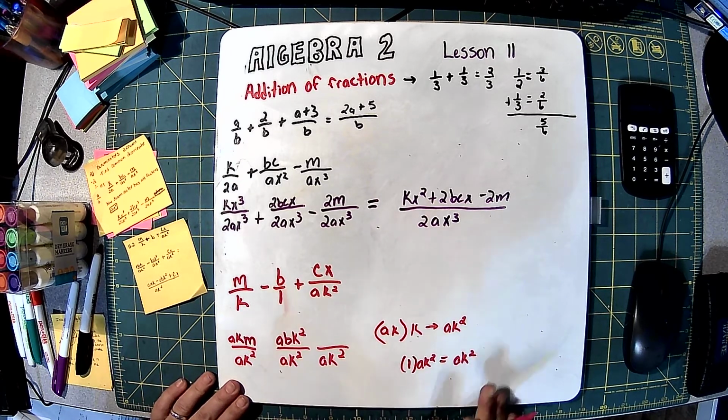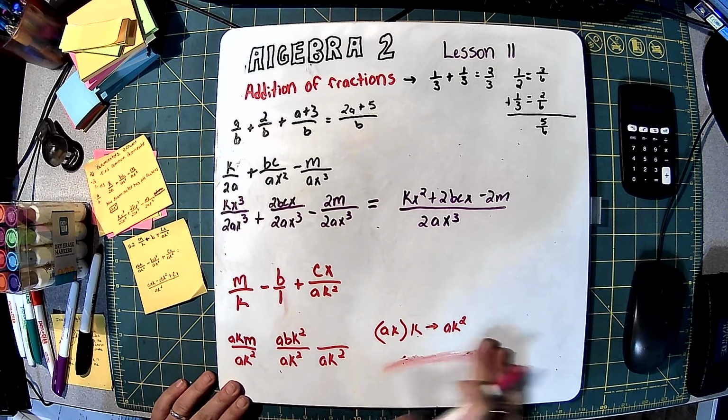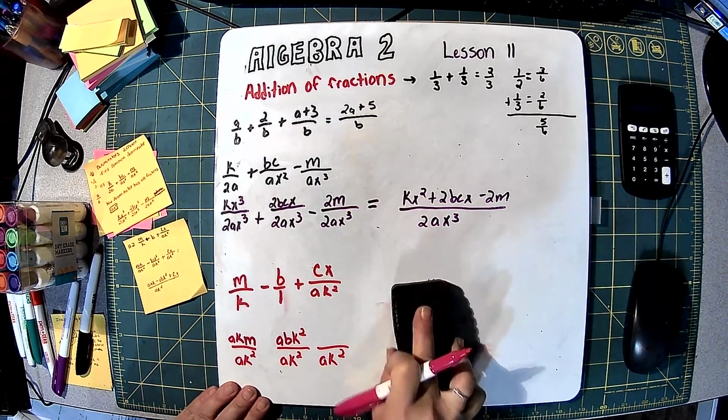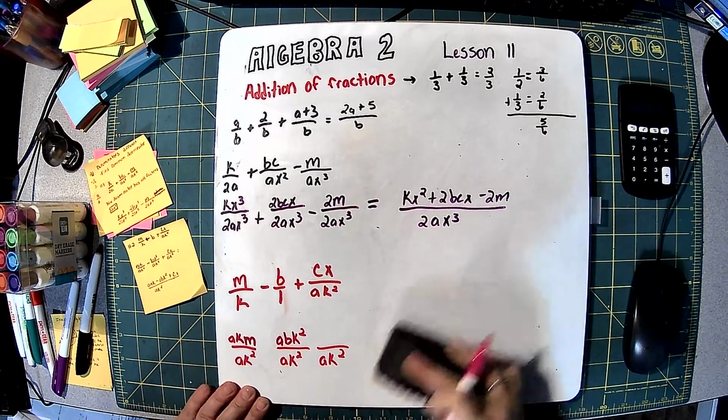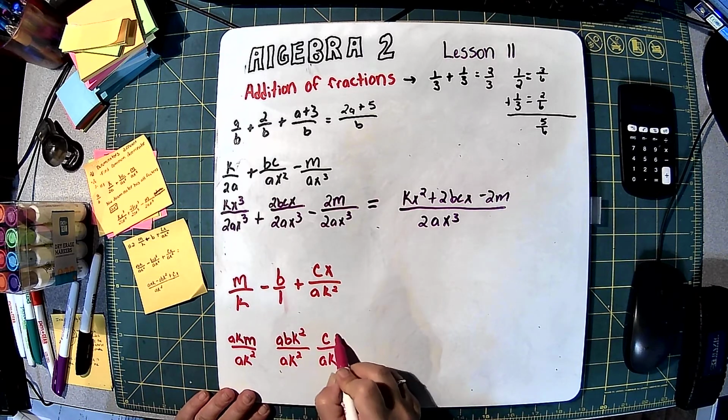Don't forget what's already on the top. And then the last one's already ak squared, so we didn't have to do anything to it to get it to that. So we can just leave it. That means we can leave the top. Since we didn't multiply the bottom times anything, we don't have to multiply the top times anything.